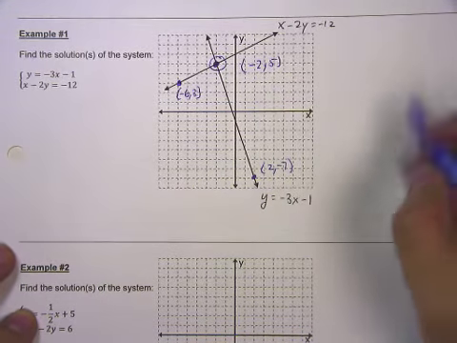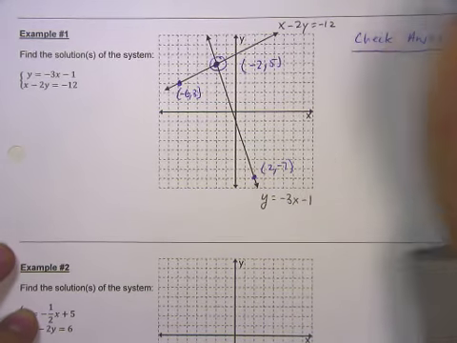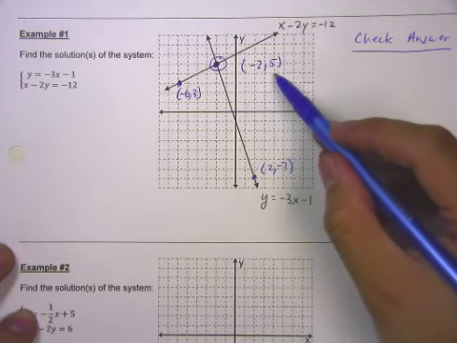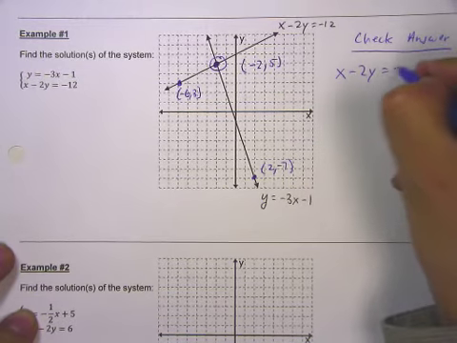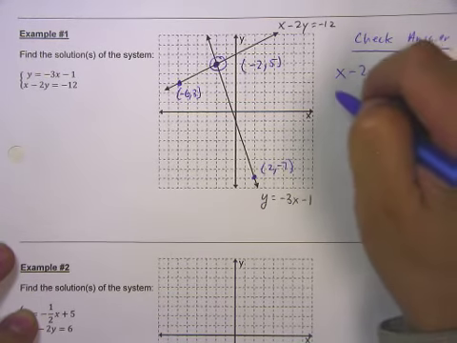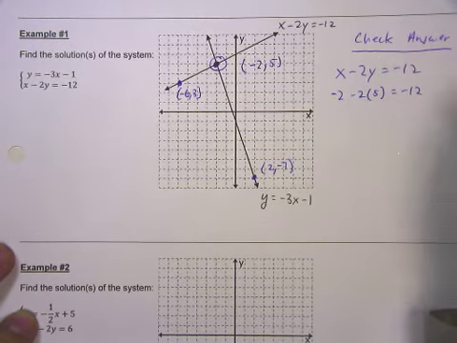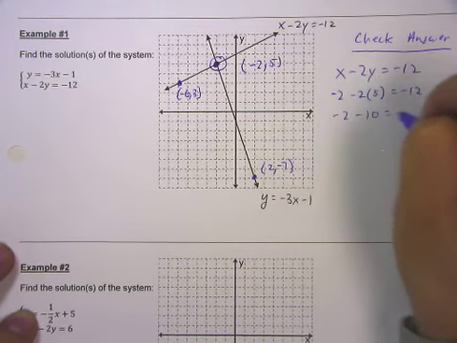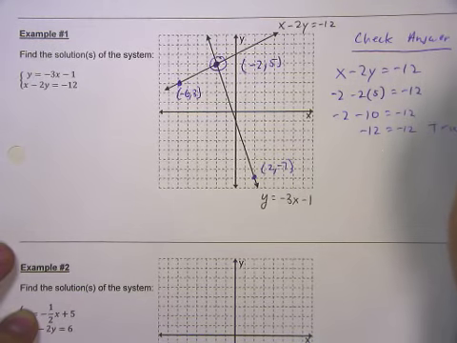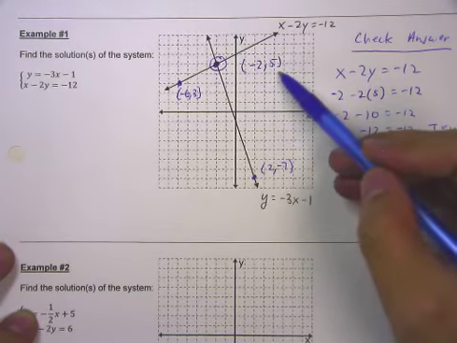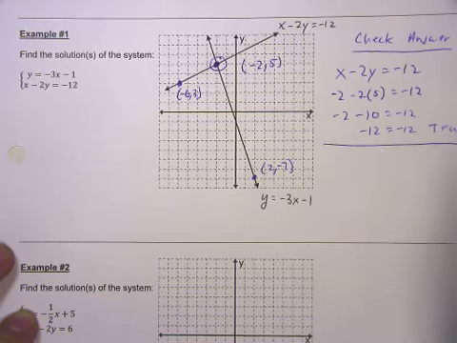Let me prove that to you. Let's check our answer. Let's check to see that negative 2 comma 5 will satisfy the equation x minus 2y equals negative 12. I'm going to replace x with negative 2 and y with 5. We get negative 2 minus 10 equals negative 12, which is negative 12 equals negative 12. That is true. So negative 2 comma 5 worked in this equation. It satisfied that equation. Let's check the other one.